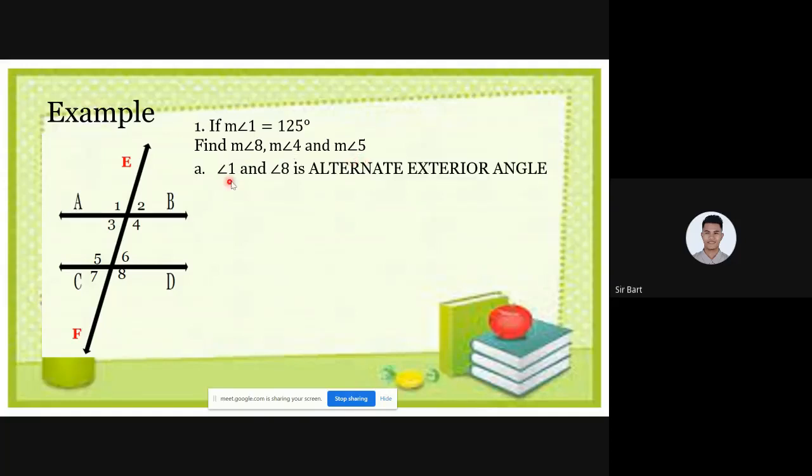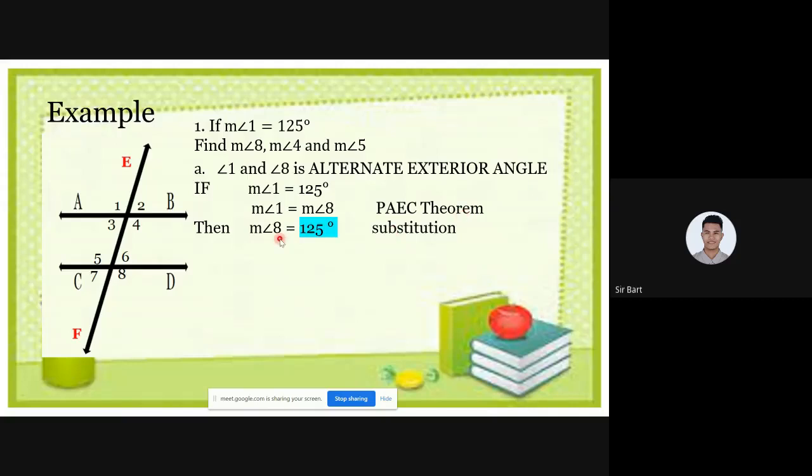First, angle 1 and angle 8. So this is angle 1 and this is angle 8. They are alternate exterior angles. If the measure of angle 1 is equal to 125 degrees and the measure of angle 1 is equal to the measure of angle 8 by the alternate exterior angles theorem, then the measure of angle 8 is equal to 125 degrees by substitution.